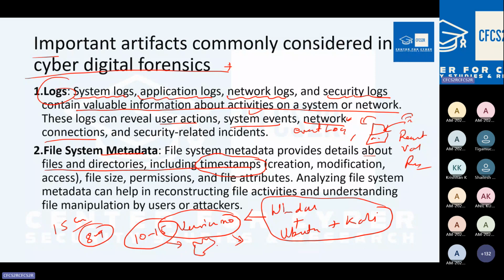It's actually a bomb blast, because you cannot correlate the events, because correlating events requires you to understand the value of a timestamp. So when the file is created, modified, accessed, file size, permissions, file attributes, like hash, which is a very important file attribute, analyzing file system metadata can help in reconstructing file activity. So we have seen that reconstruction is a very important thing. So file system metadata can be very useful.